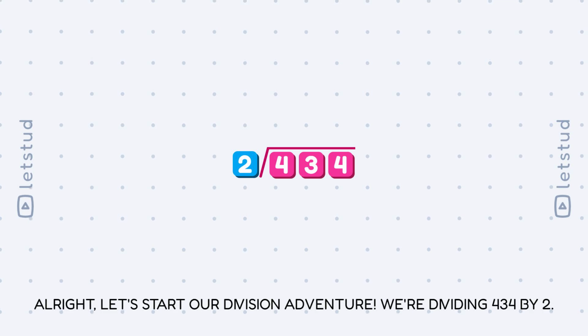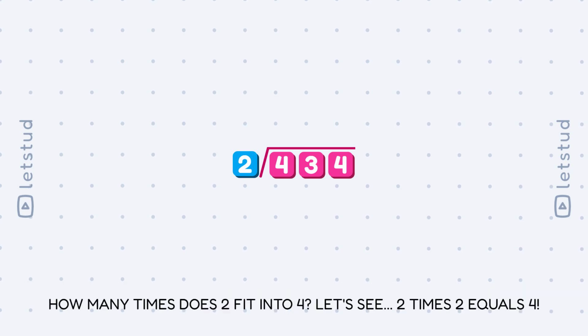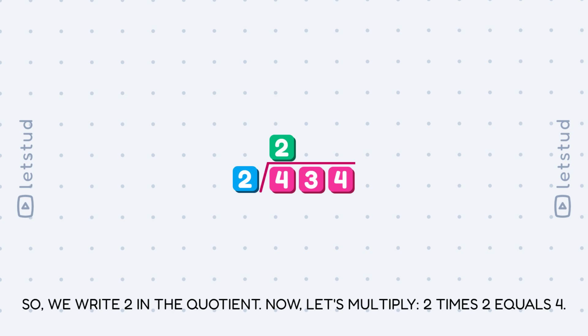Alright, let's start our division adventure. We're dividing 434 by 2. We look at the first digit of 434, which is 4. We're going to use this digit for now. How many times does 2 fit into 4? Let's see. 2 times 2 equals 4. So we write 2 in the quotient.